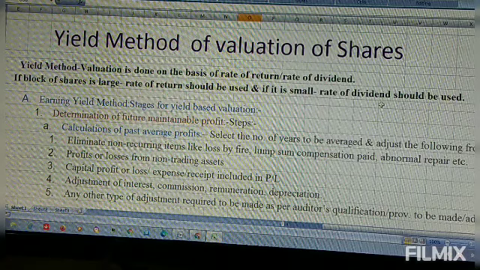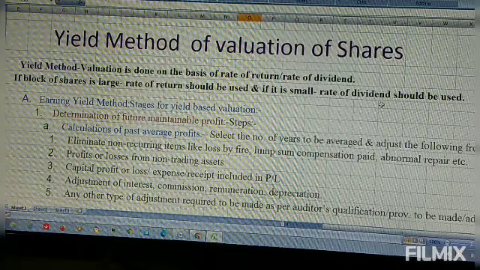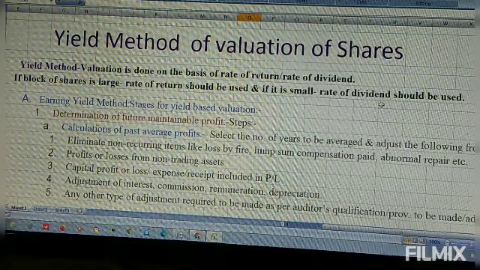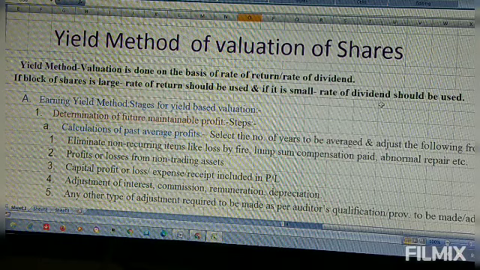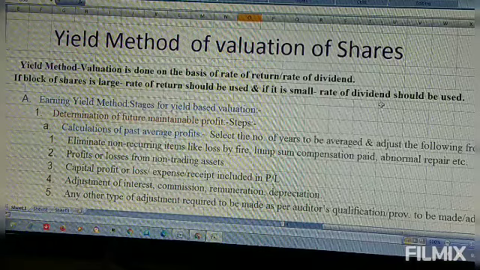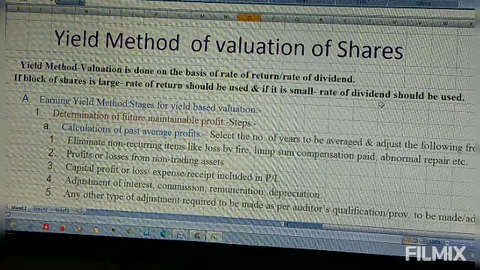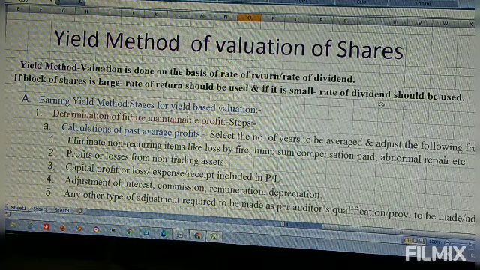See, if you sow seed in the land, in the field, you will get the crops. Like that, the crop is the yield for that. Here also, yield is the result, the rate of return on the investment we get. Valuation here is based on the rate of return or rate of dividend on each share, and that is called the yield method. Remember, valuation is done on the basis of rate of return or rate of dividend.